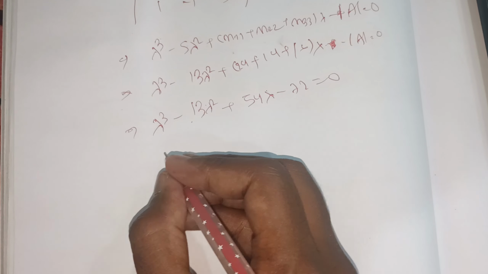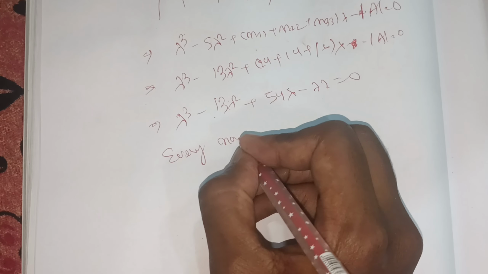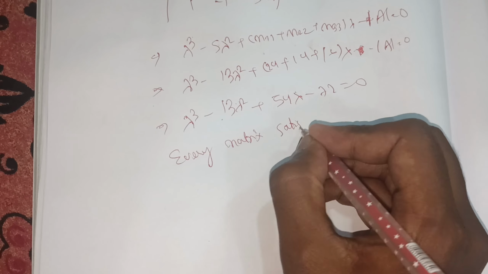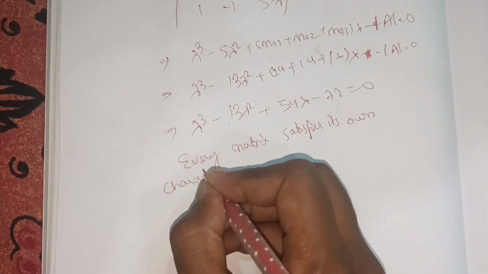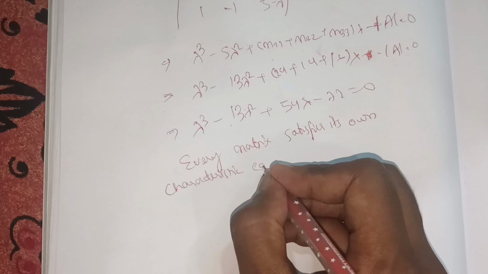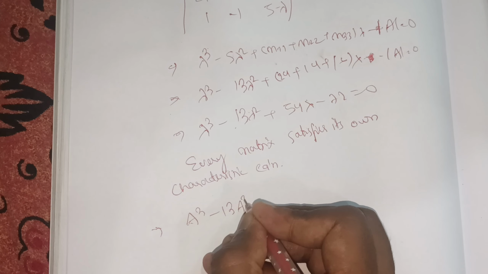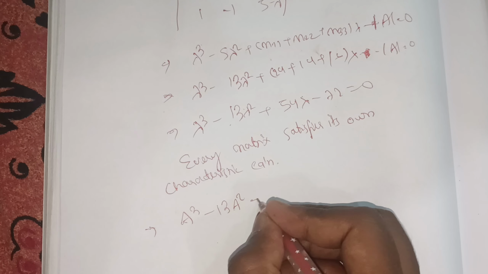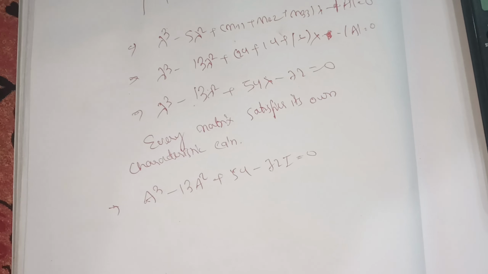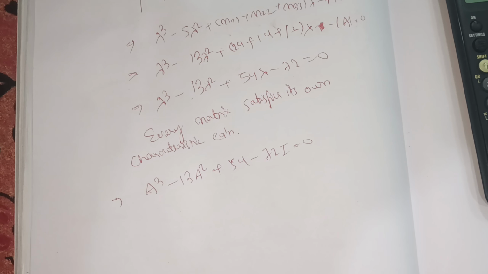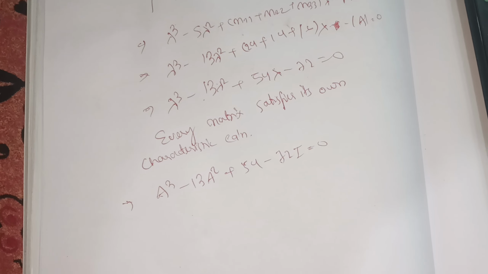So here every matrix satisfies its own characteristic equation. It's a property under the Cayley Hamilton theorem. So here every matrix satisfies its own characteristic equation. So here I am directly substituting A cube minus 13 A square plus 54 A minus 72 I. Here I am taking I because if anything is not there, we should put I in the place of nothing in the characteristic equation. So I am putting here I.